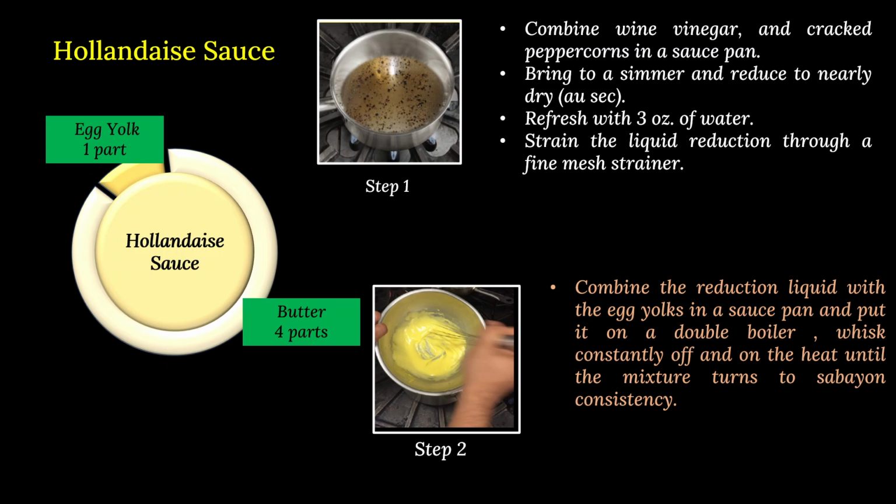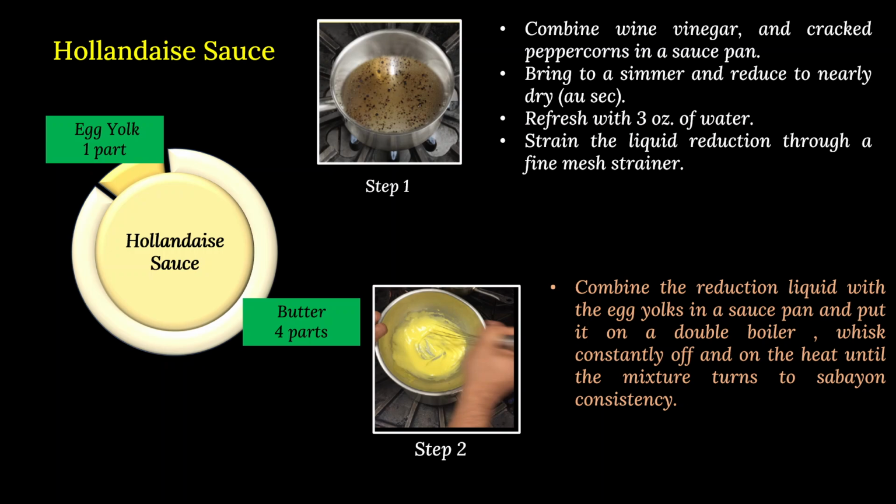Off and on means sometimes we put it on the double boiler, sometimes we take it off from the double boiler, but all the time we go on whisking it with a balloon beater. Why we need to remove them sometimes and put it back on the double boiler sometimes? To maintain the heat transfer. By any chance, the heat should not be more beyond the coagulation range of the egg yolk.